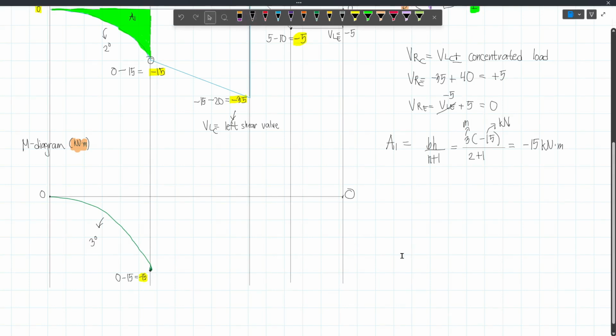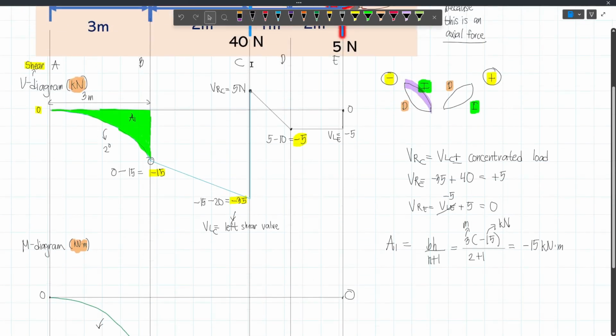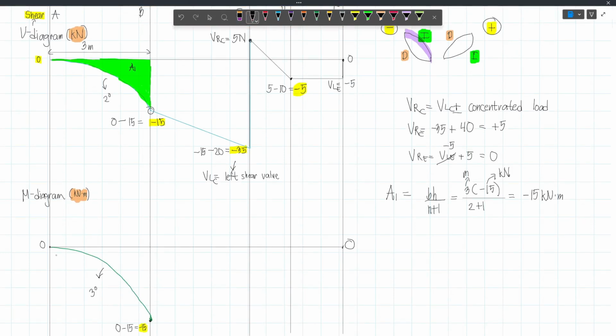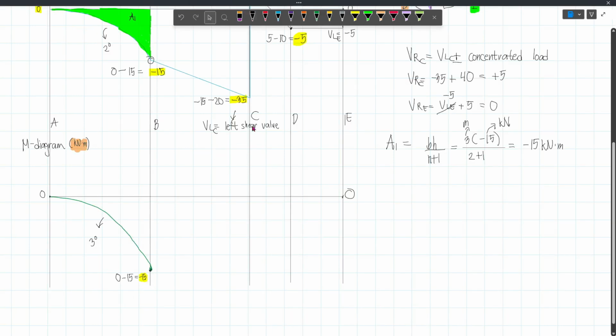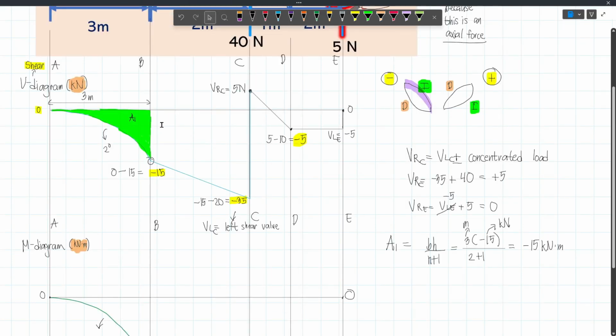Now next, we need our moment at C. Or at this point. Let's just write the points here. This is A. And then this is B. And then this is C. This is D. And this is E. Now to get the moment value at C, we have to add this value and this area from B to C. And so let's say this is our area 2. This whole trapezoid, that one.